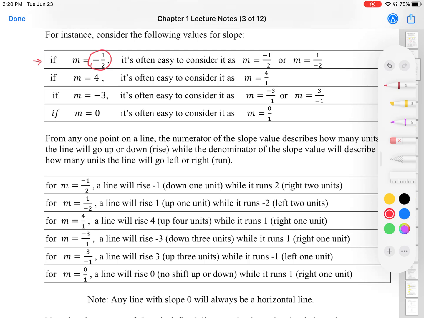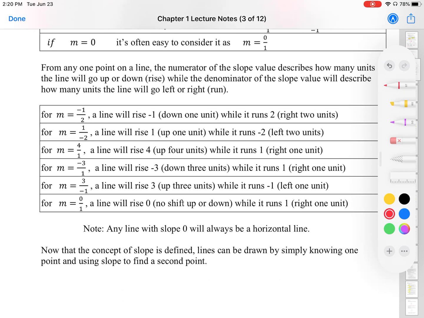What if I have a whole number, like our second case, m equals 4? It is often easy to consider it as m equals 4 over 1. You can always make a whole number a fraction by writing the number over 1. If we have -3, like our third case, then I can write it as -3 over 1 or as 3 over -1. If m equals 0, we have 0 over 1.